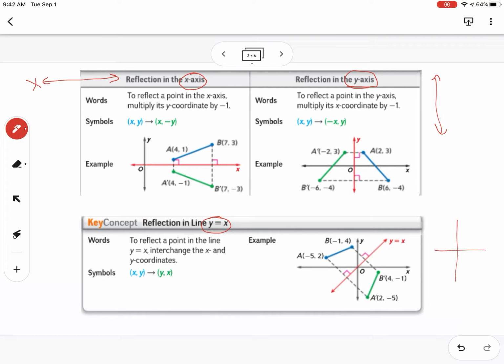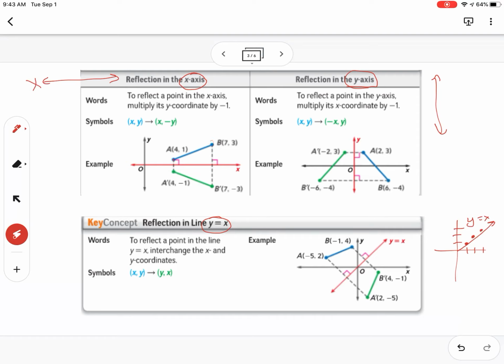When you're on a grid, it'll always go up 1, over 1, up 1, over 1, the whole way up the graph. That's the other one we know. So these are the 3. Let's start with the x-axis. The x-axis is this one here.